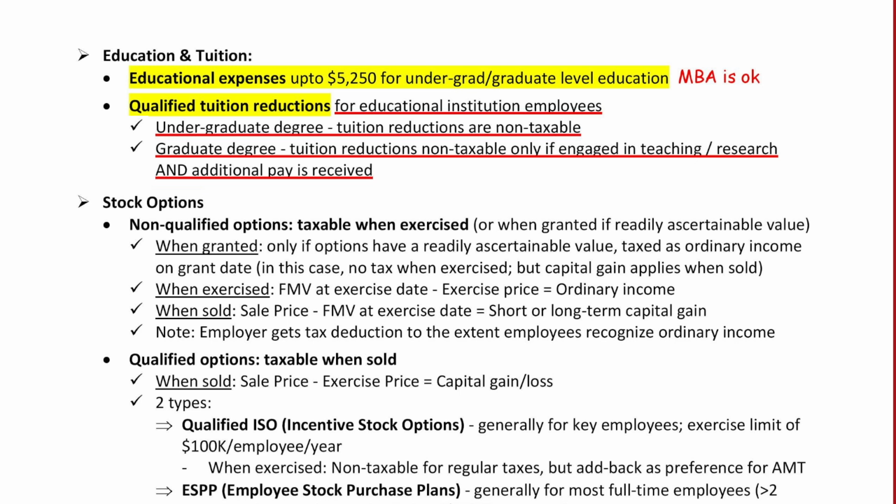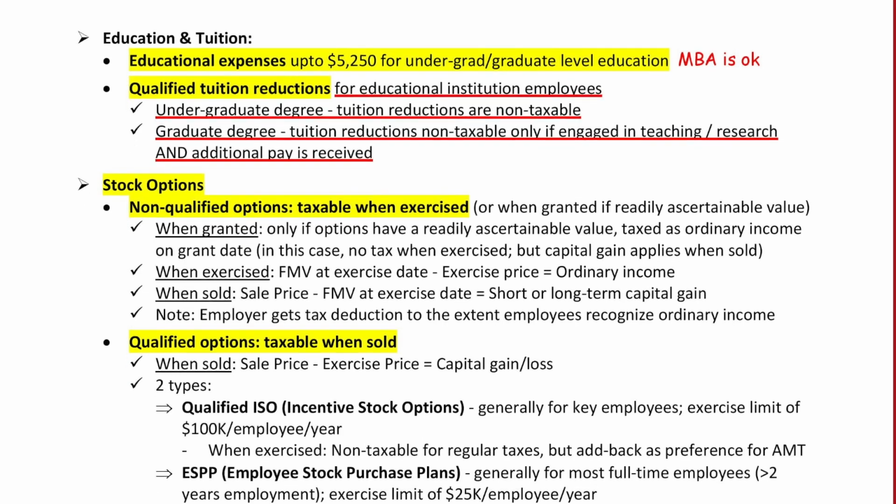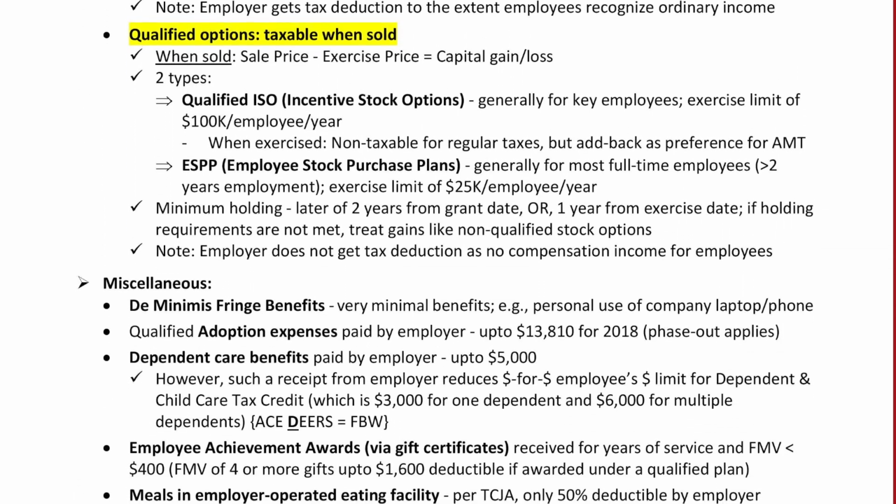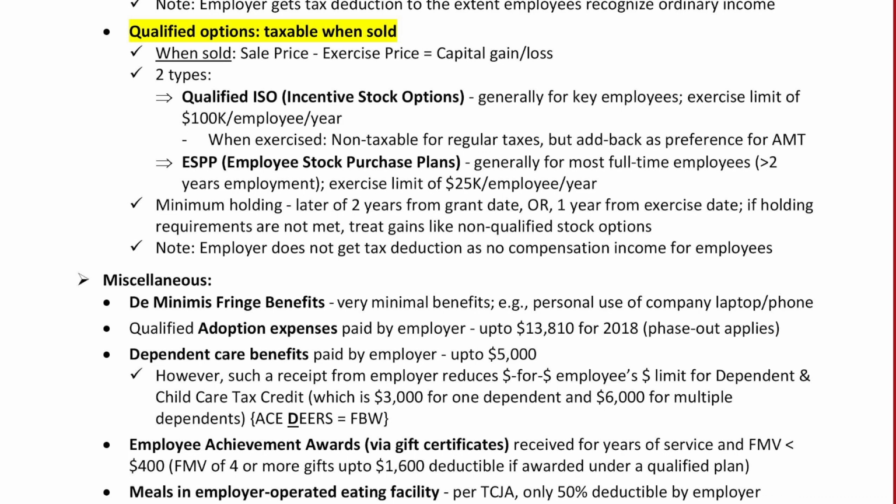Next, we've got stock options and non-qualified options. These are taxable when exercised by the employee. But the advantage is with qualified options, which are taxable to the employees only when sold. And then we have a bunch of miscellaneous non-taxable fringe benefits.